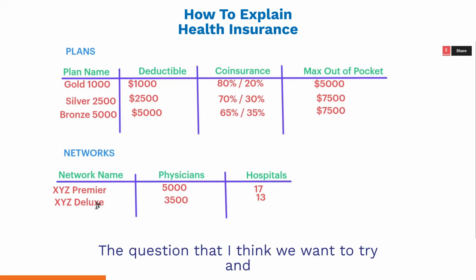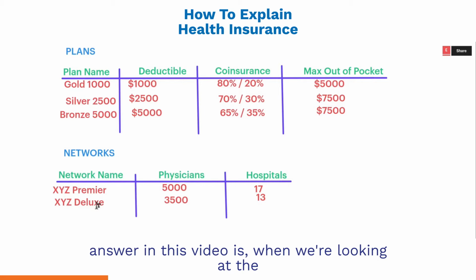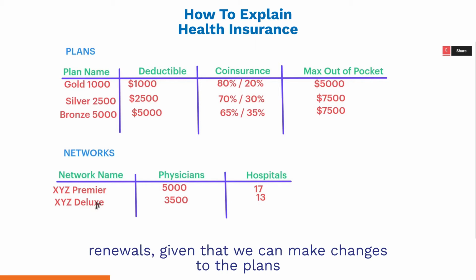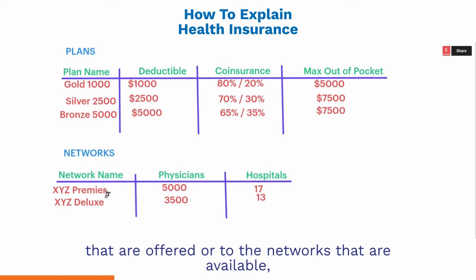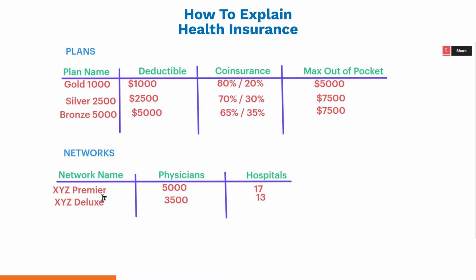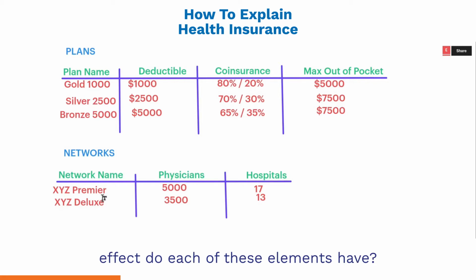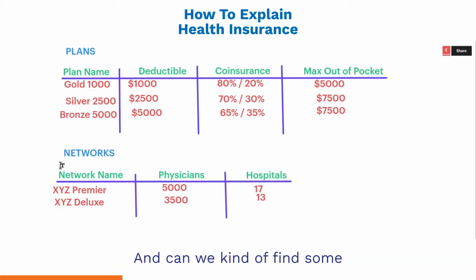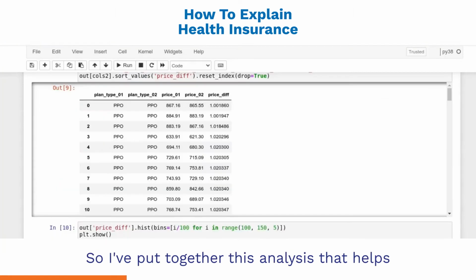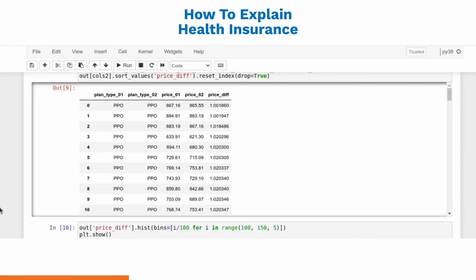The question that I think we want to try and answer in this video is, when we're looking at the renewals, given that we can make changes to the plans that are offered or to the networks that are available, which of these things has the greatest effect, or what effect do each of these elements have, and can we find some way of getting our head around that? So I've put together this analysis that helps us try to visualize this just a bit.